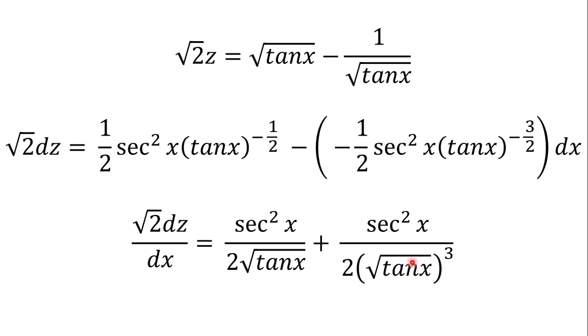Applying the multiplication law of surds, it can also be written as the square root of tan x squared times the square root of tan x. The square root of tan x squared will give us tan x. And when you multiply by the other one, it gives us 2 times tan x times the square root of tan x.